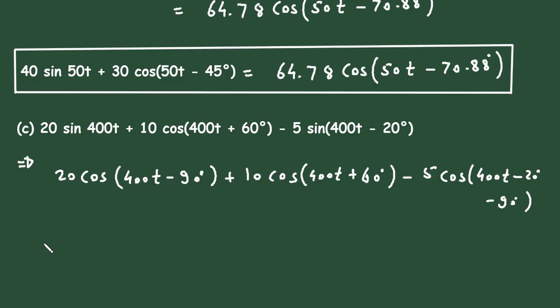So now we can convert this into its equivalent phasor domain form. So it will be 20 at an angle minus 90 degree. Here we can see the value of omega is same, 400, 400 and 400. So 20 at an angle minus 90 degree plus 10 at an angle 60 degree minus 5 at an angle. Now this will be minus 20 minus 90, so it will be minus 110 degree.